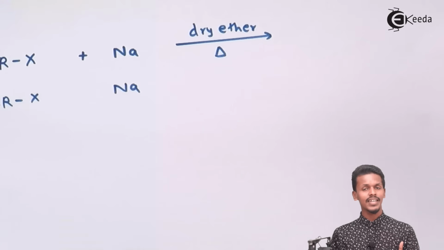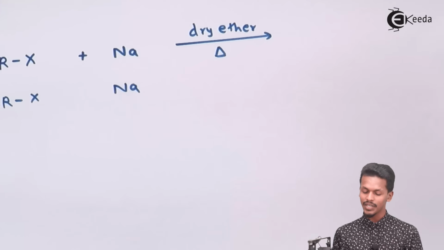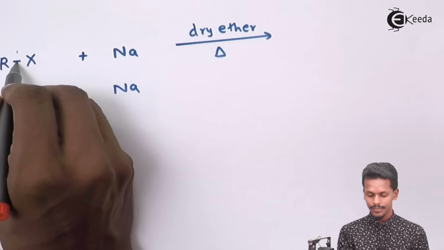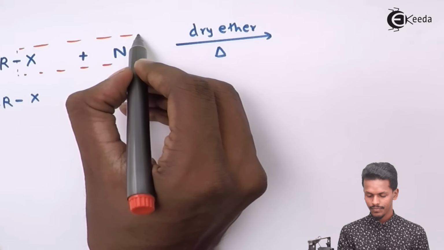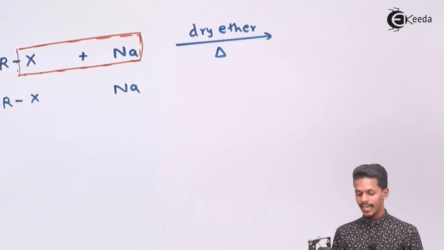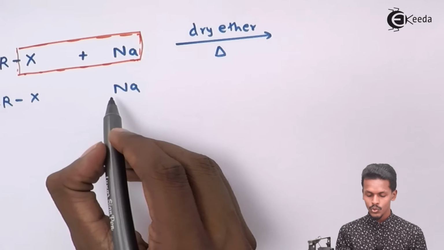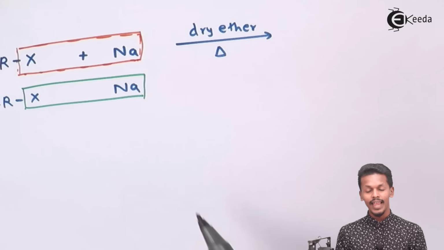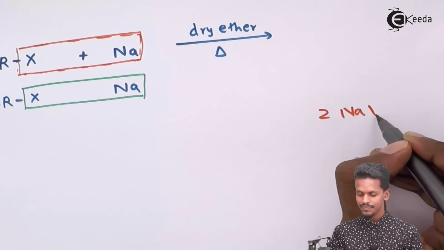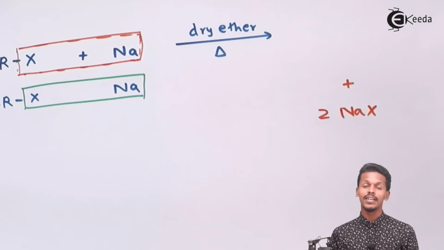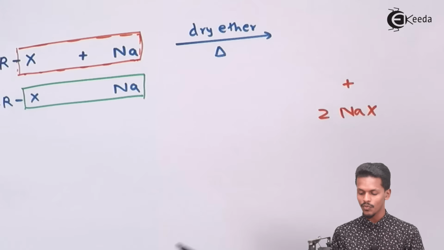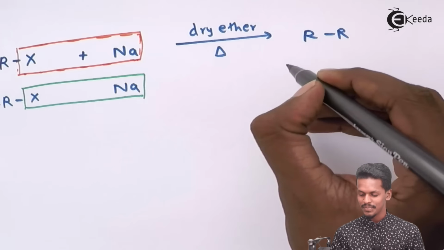In this case, because the reaction takes place in presence of dry ether, the only possibility left is that the sodium will take away this X, this halide, while the other sodium will also involve the removal of the halogen atom. So what we will get is 2 moles of NaX, plus the reactant that is now with us is basically an alkyl group and an alkyl group. Now they both will couple with each other to form an alkane.